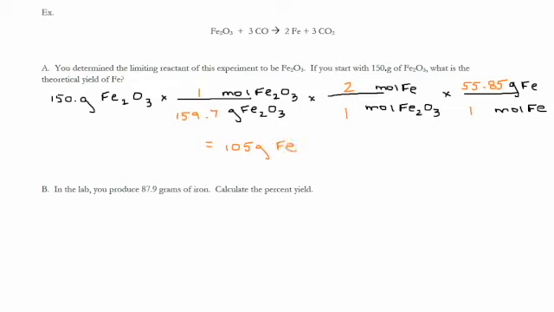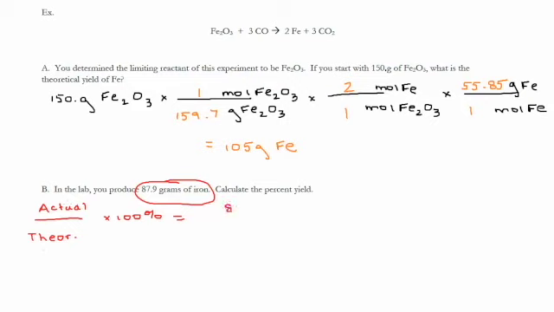Now to calculate my percent yield, I'm going to take my actual yield, what I actually got in the lab, which would have to be given to you, and is given to you right here. I tell you produce 87.9 grams of iron, and you're going to divide that by your theoretical yield, and then multiply that by 100%. Okay? This value should never be above 100 because that doesn't make sense. Yes, reactions aren't completely efficient, so you're not going to end up with an actual that is equal to theoretical, but actual should not be above your theoretical.